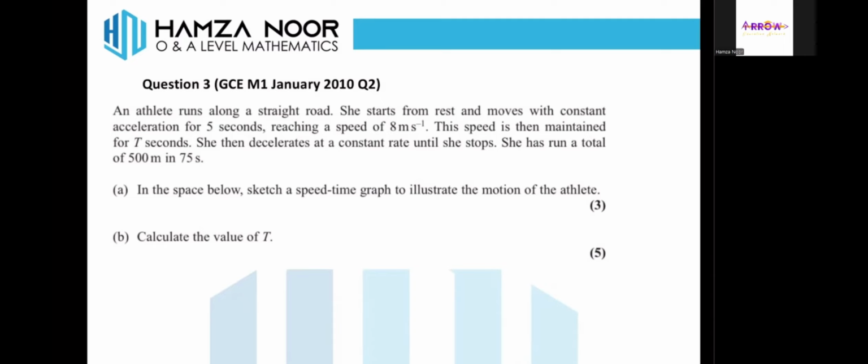First of all, we have GCE M1 January 2010, question number 2. This is question number 3 of the handout. The question says that an athlete runs along a straight road. She starts from rest and moves with constant acceleration for 5 seconds, reaching a speed of 8 meters per second. This speed is then maintained for t seconds. She then decelerates at a constant rate until she stops. She has run a total of 500 meters in 75 seconds.